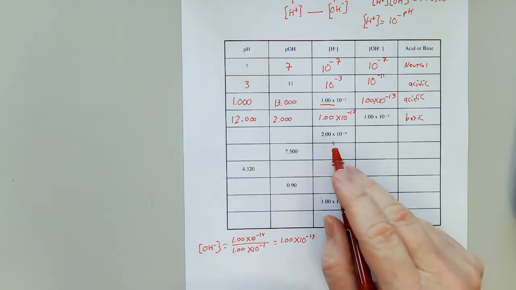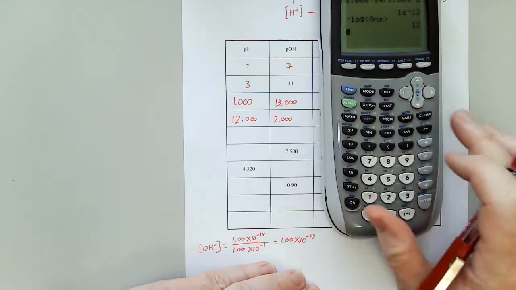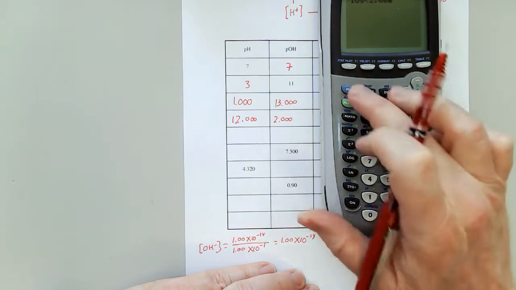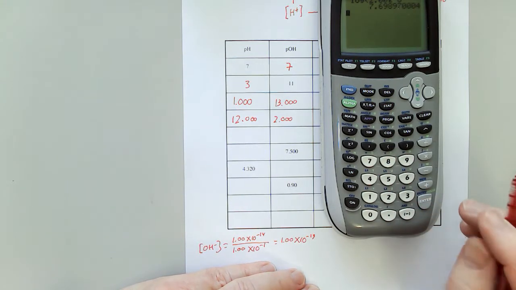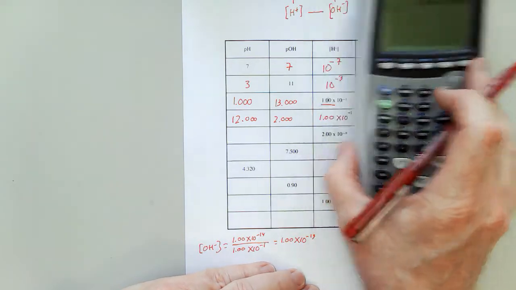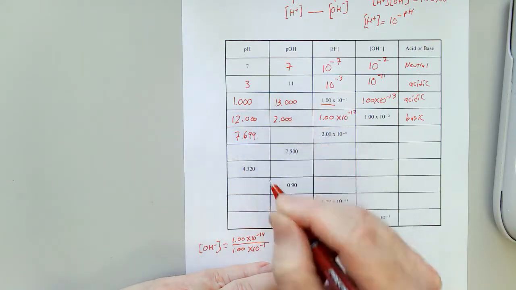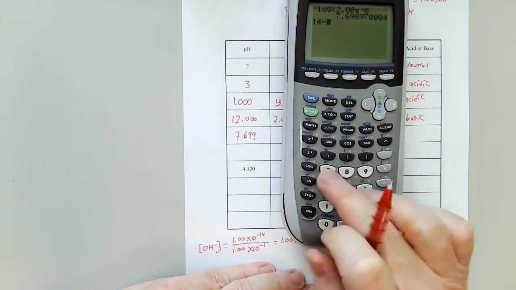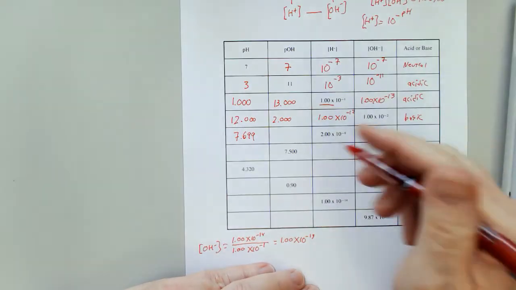But what about when we get something like 2.00 times 10 to the negative 8th? Well, what I'll do is take the negative log of 2.00 EE negative 8th, and I get 7.699. And then that's rounded off for sig figs, 14 minus 7.699, and I get 6.301.